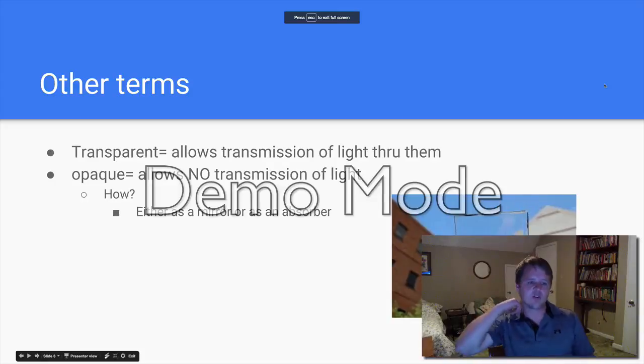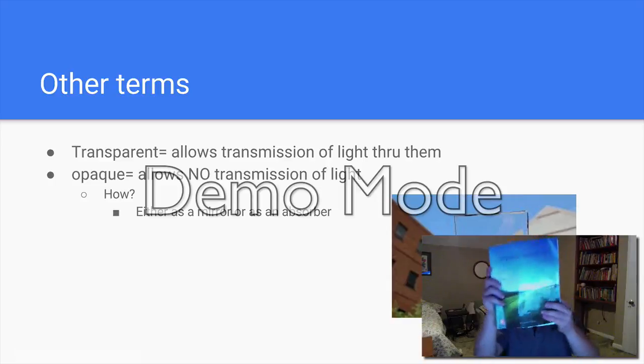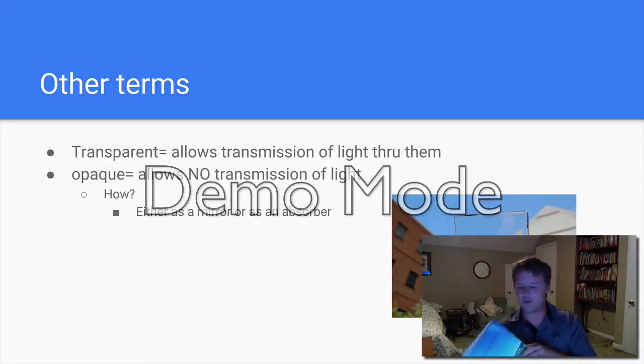So, other terms to learn. Transparent. This is what allows transmission of light through them. Opaque, which means it allows no transmission of light. Something opaque would be like our textbook here. If I would block a light bulb with it, it would block the light. It's opaque. If it's transparent, it would allow the light through it.